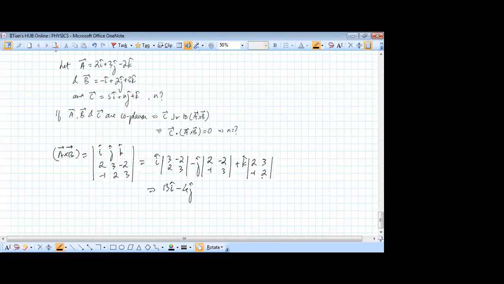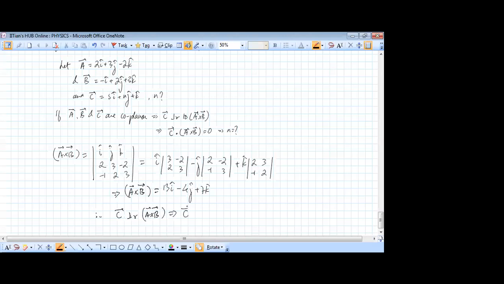And this will become 4 minus 3. Sorry, minus of minus 3. So that will become 7 j cap. So this is A cross B. Therefore, C is perpendicular to A cross B.